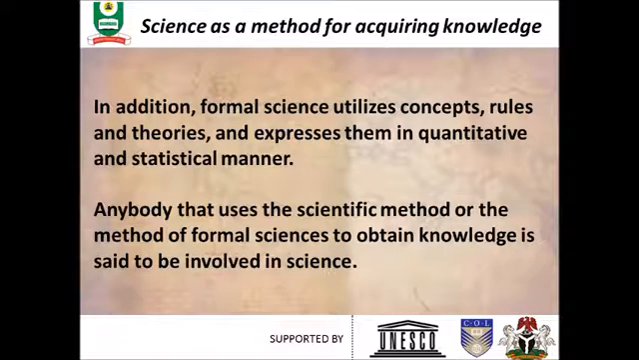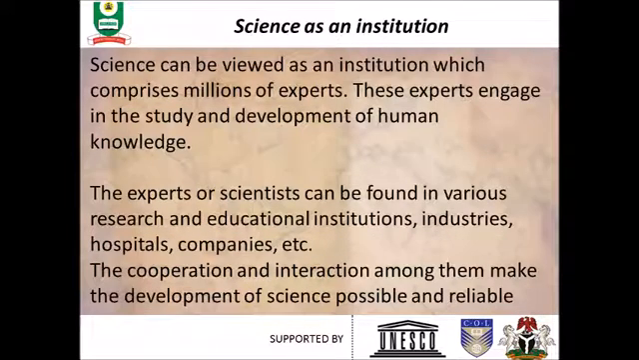In addition, formal science utilizes concepts, rules, and theories and expresses them in quantitative and statistical manner. You will understand the meaning of empirical concepts, rules, and theories before the end of this course. So, anybody that uses the scientific method or the method of formal sciences to obtain knowledge is said to be involved in science.